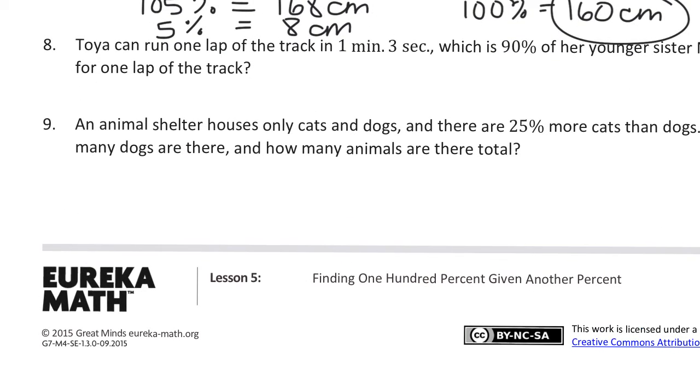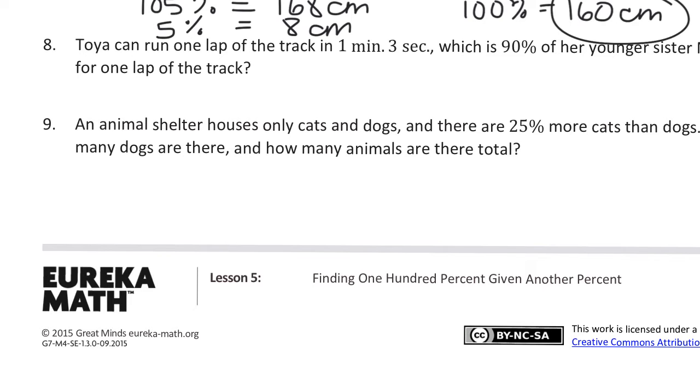Number 9, an animal shelter houses only cats and dogs. There are 25% more cats than dogs. If there are 40 cats, how many dogs are there, and how many animals are there total?